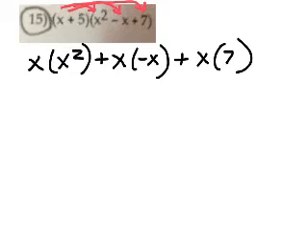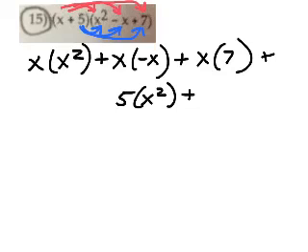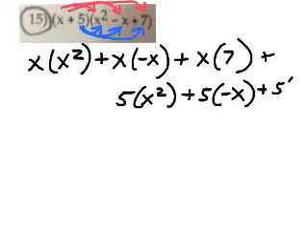And then we're going to do the second part, which is the 5. We're going to go 5 times all 3 of them. 5 times x squared, 5 times the negative x, and 5 times the 7. So this would be plus 5 times x squared, and that's plus 5 times a negative x plus 5 times 7. Okay, so now let's write the answers to each one of these, and then we're going to combine like terms if we have them. So first one we'll do, x times x squared is x to the 3rd power.